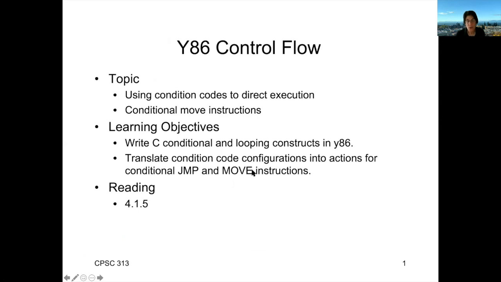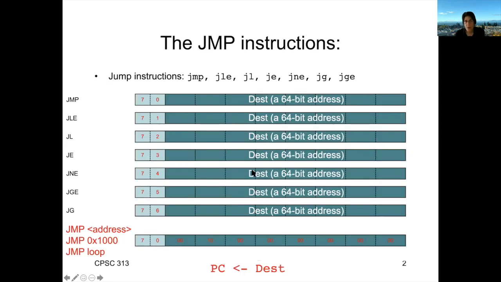Now that you've seen the ALU operations and how to set the condition codes, let's look at the instructions that actually use those condition codes. The ones you might be most familiar with are the jump instructions, which allow you to implement control flow. The whole family of jump instructions will have opcode of 7, but will have different values in the function field.